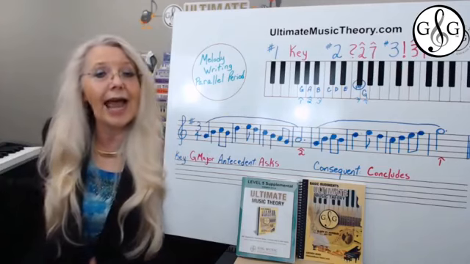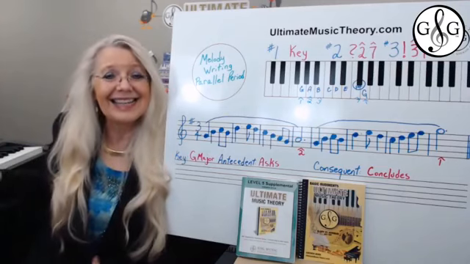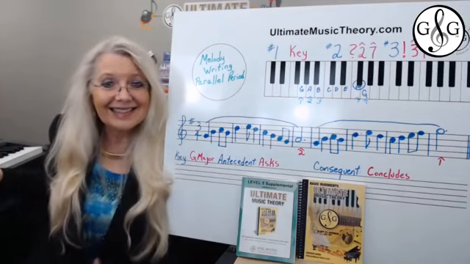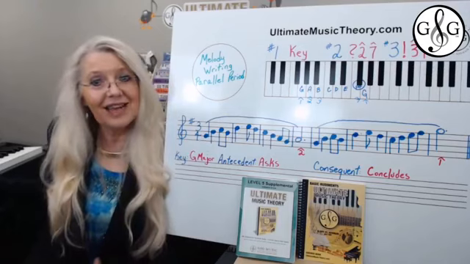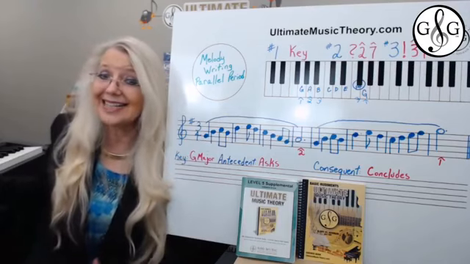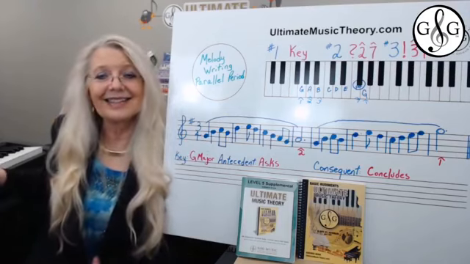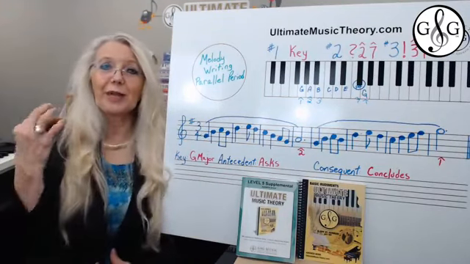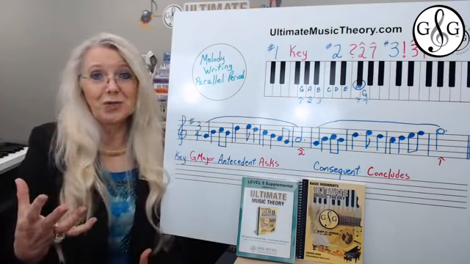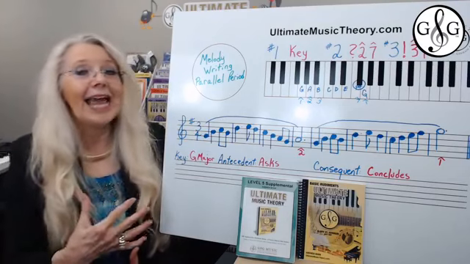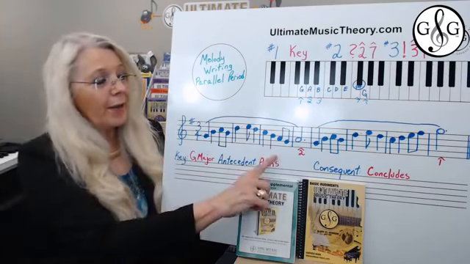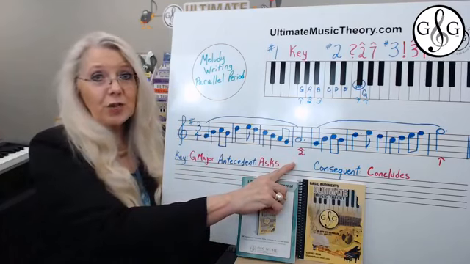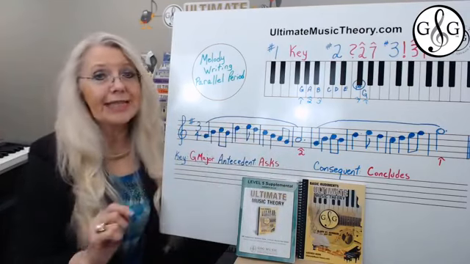So here is the antecedent. And here is the answer phrase. Could you hear how that really made it sound finished, right? We've completed it, and we've included our unstable scale degree 2 or 7 and our stable scale degree 1.